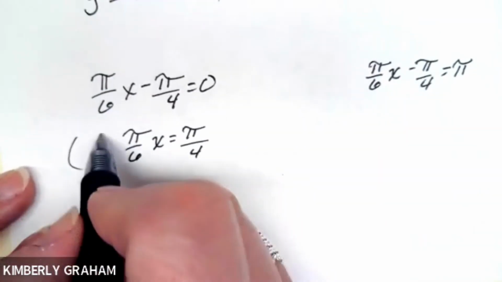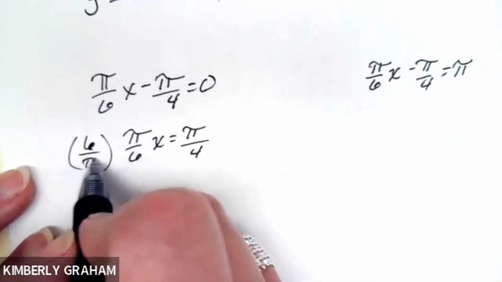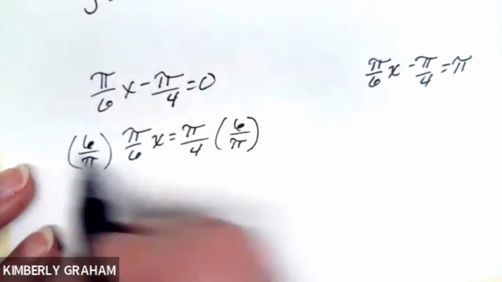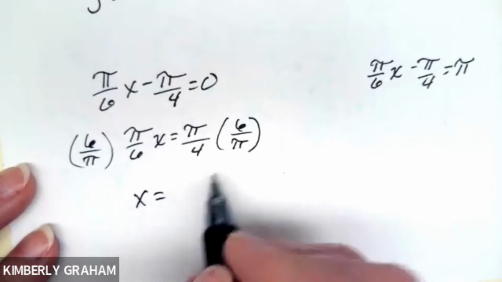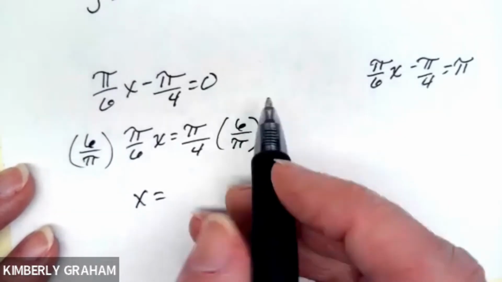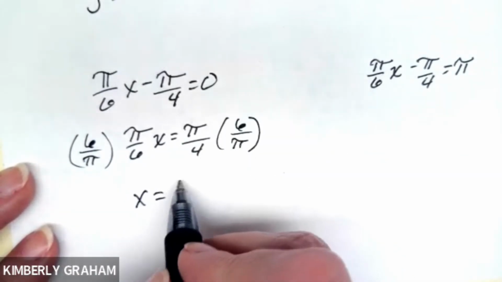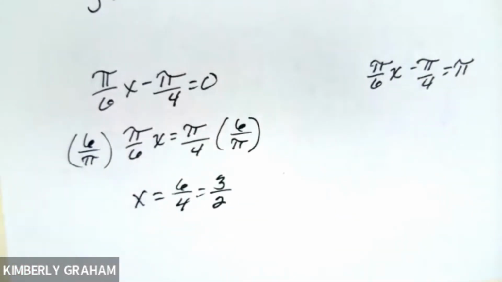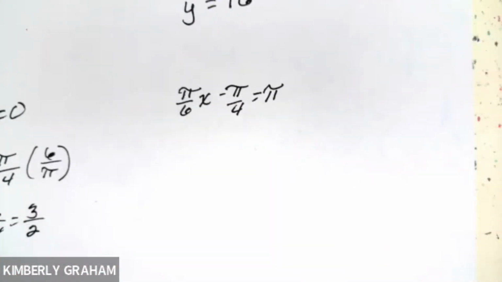I can multiply by my reciprocal, 6/pi. So on the left-hand side, the pi's and 6's cancel, you get x. Over here, the pi's cancel, and you have 6/4, which simplifies to 3/2. Right. So multiplying by the reciprocal works on this problem when you just have one term on each side. If you have more than one term, I can do this problem a couple of different ways.